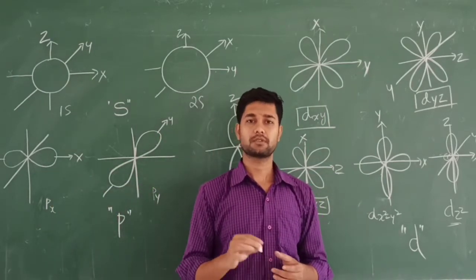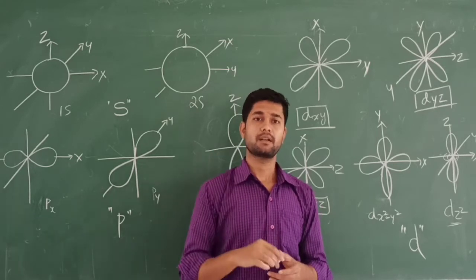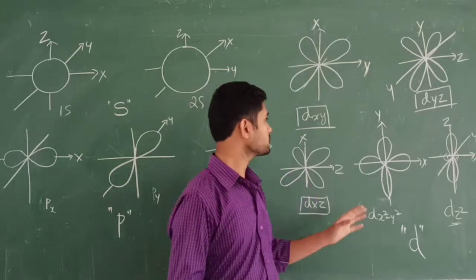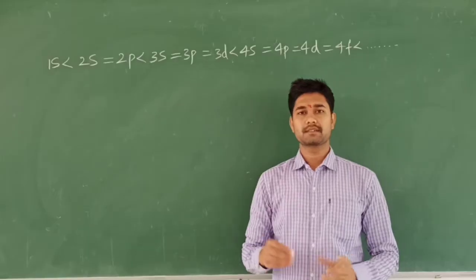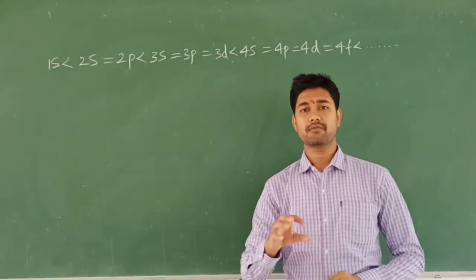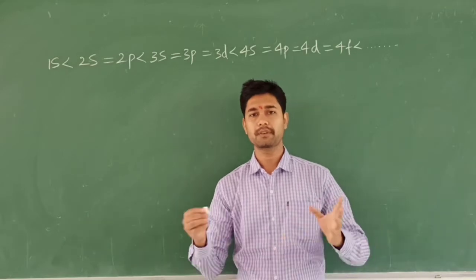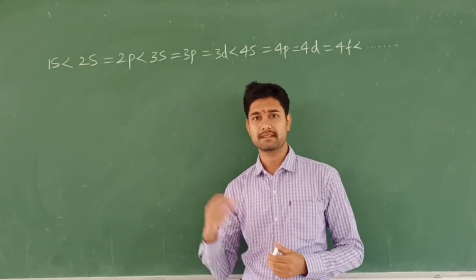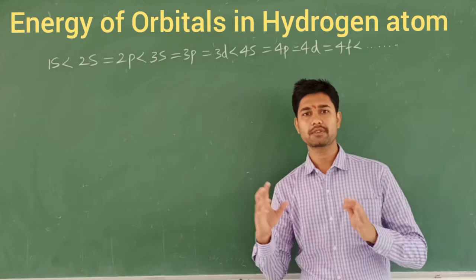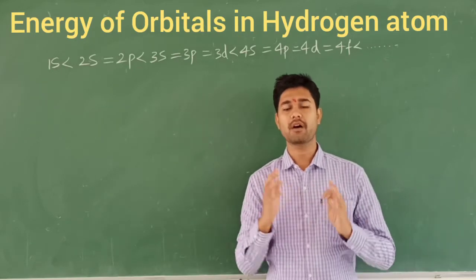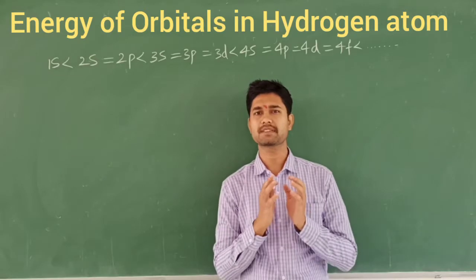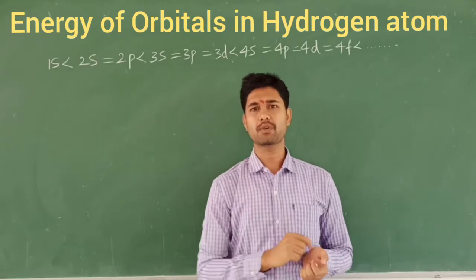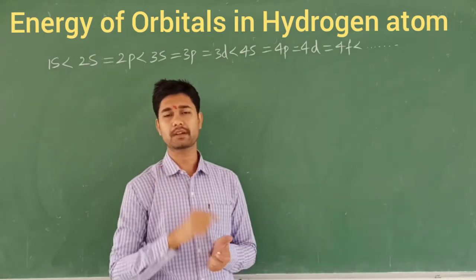So, in order to write the electrons in the locations of the orbitals, these are the shapes of the atomic orbitals. Let us discuss the energies of the orbitals. How will their orbital energies be? First, we are going to discuss the energy of the orbitals in the hydrogen atom. Hydrogen is the simplest atom because it contains only one proton in the nucleus and one electron in the orbit.